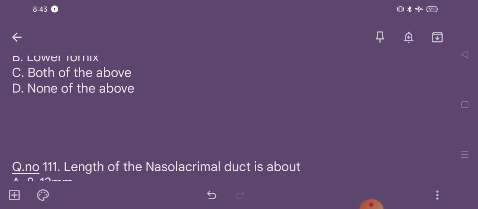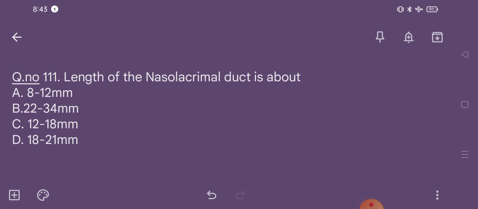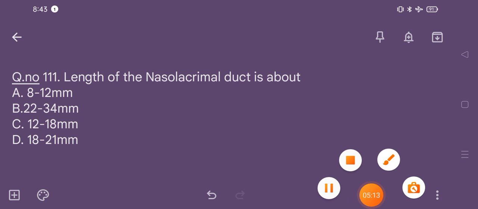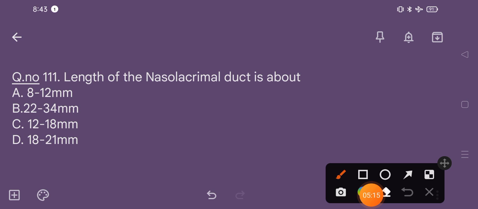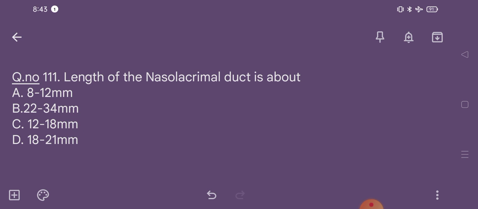Question number 111. Length of the nasolacrimal duct is about: option A, 8 to 12 mm; option B, 22 to 34 mm; option C, 12 to 18 mm; option D, 18 to 21 mm. The correct option is option C, that is 12 to 18 mm is the length of the nasolacrimal duct.